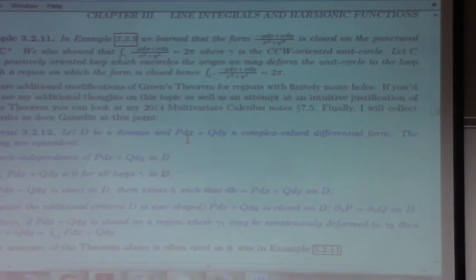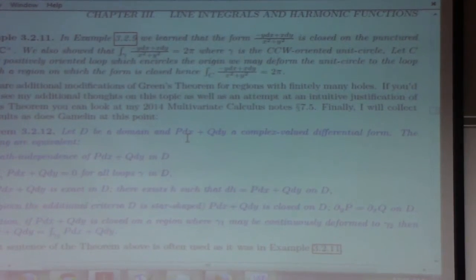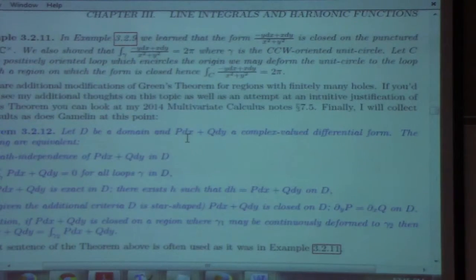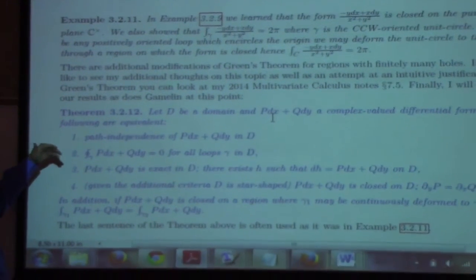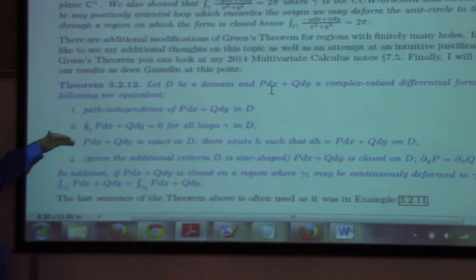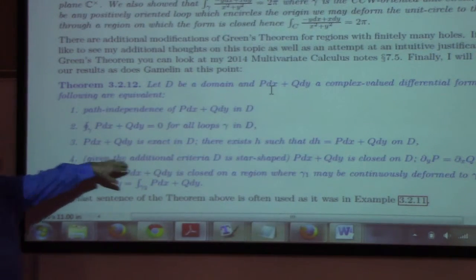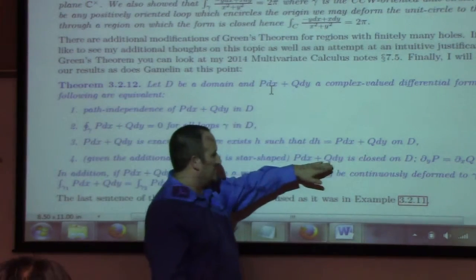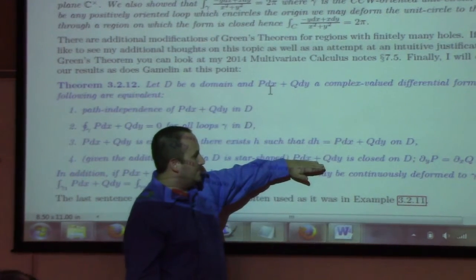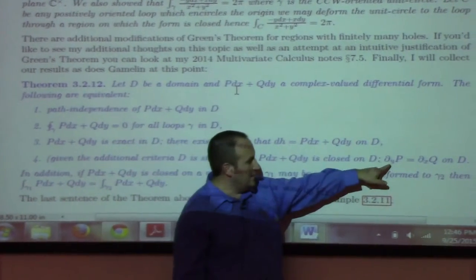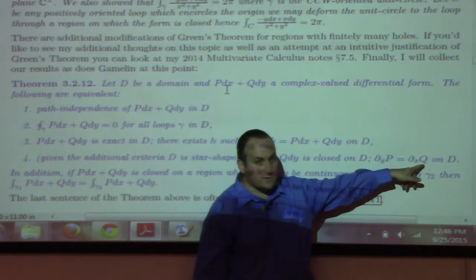What I'm trying to help you wrap your mind around here are these different ways we have of looking at this. We have path independence: the integral around the loop is 0. Exact: the form is the total differential of a complex function h. And then fourth, given an additional condition that D is star-shaped, you can show that it's closed on D. Closed on D is the condition that partial y P is equal to partial x Q.